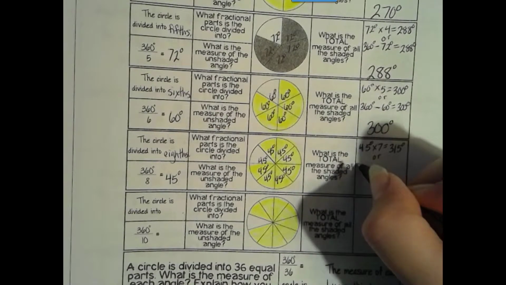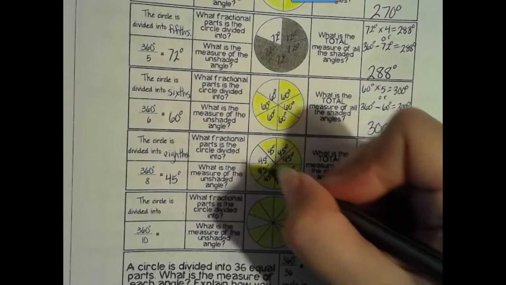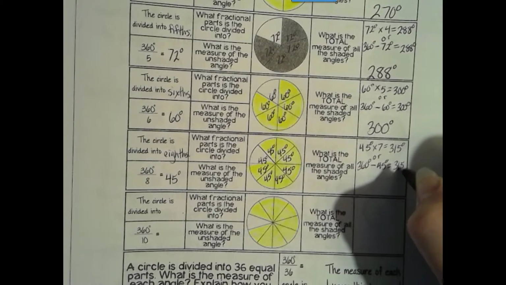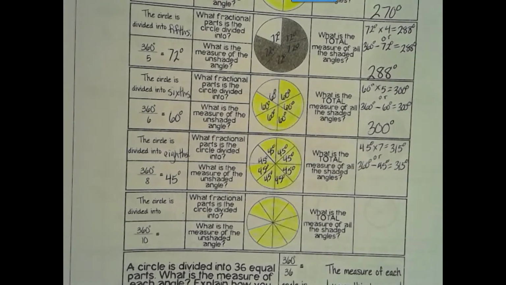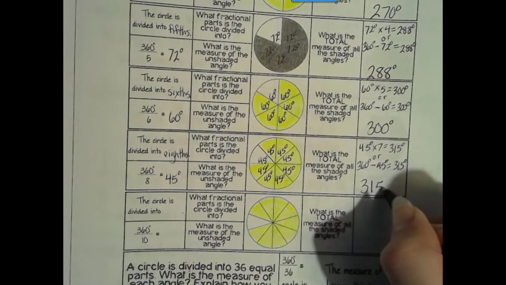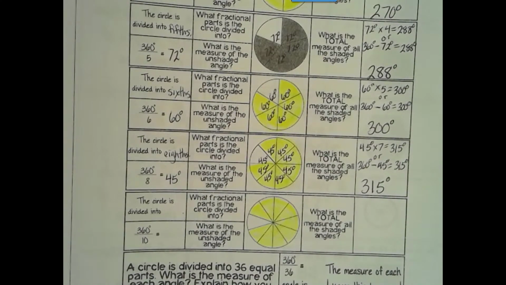Or if I took 360 and just subtracted out the piece I know, I end up with 315 degrees. So either way that makes sense to you, I still get 315 degrees of what's left in the circle.